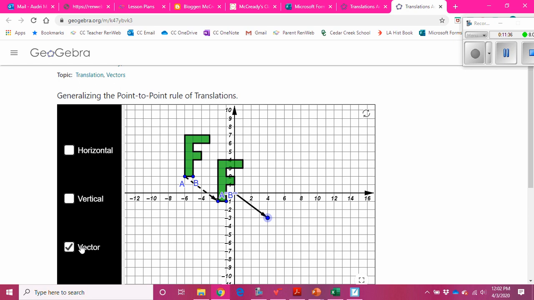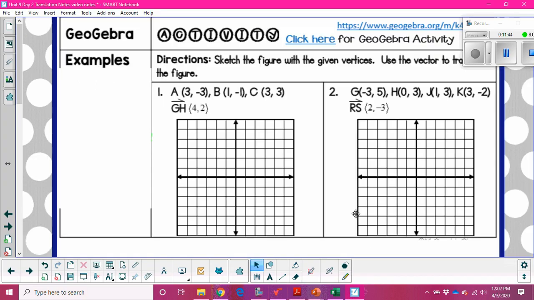And that's how a vector works. You're going to use the horizontal and vertical component of a vector to translate the image. So let's go back to the notes. Okay, so looking at this, it says sketch the figure with the given vertices. Use the vector to translate the figure.